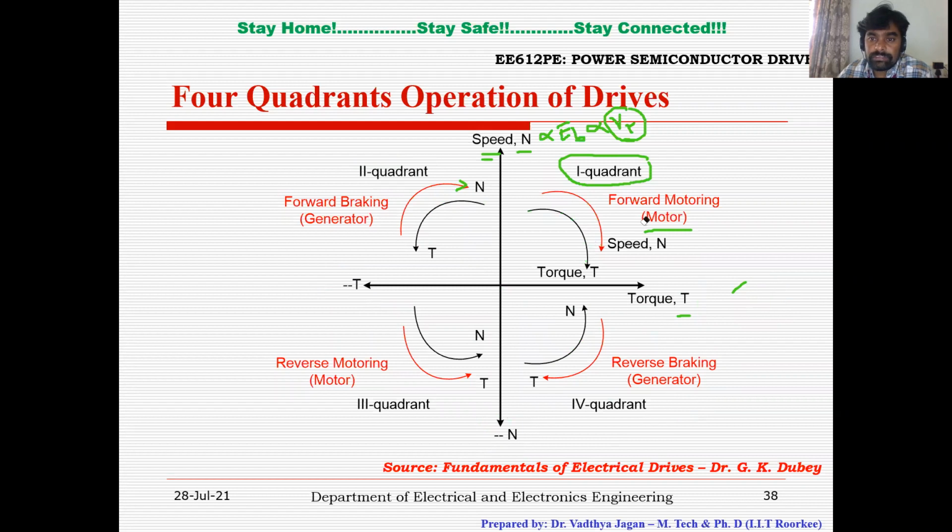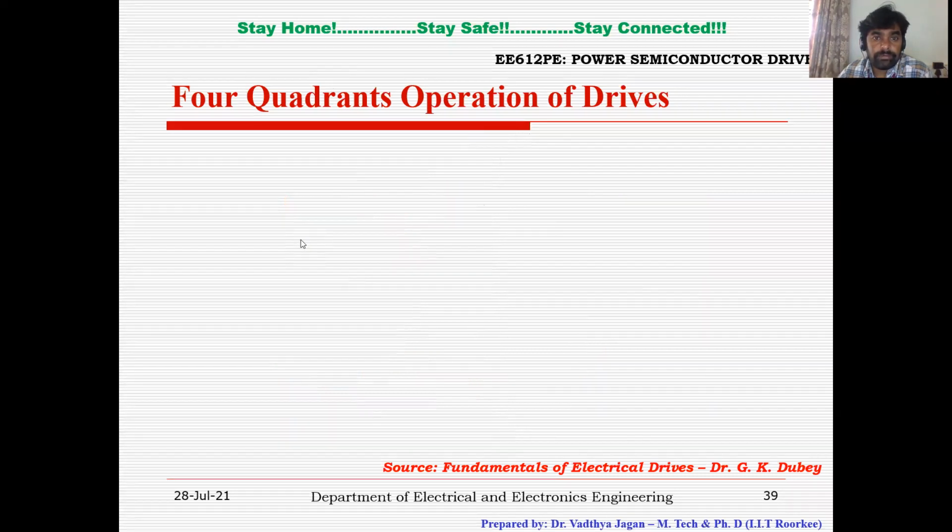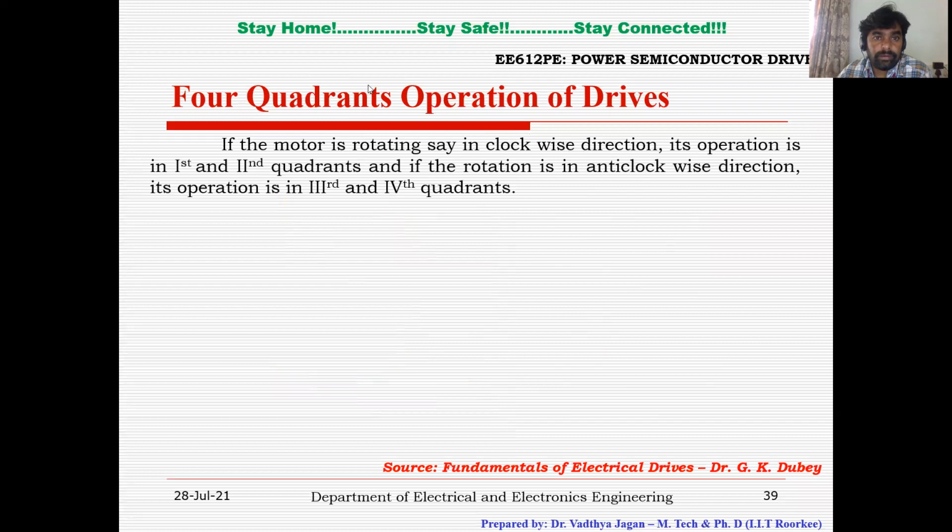So this is about the four quadrant operation of DC motor drives. Our motto is to operate the DC machine in all the four quadrants. Let us see, if you conclude from the last slide, that if the motor is rotating in clockwise direction, its operation is in the first and second quadrants.